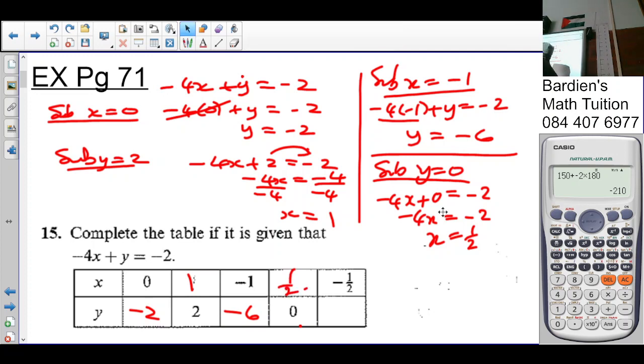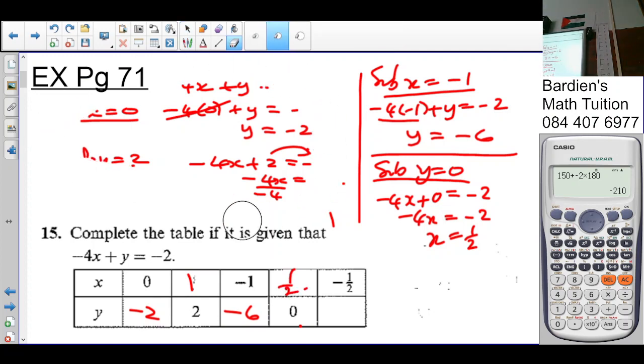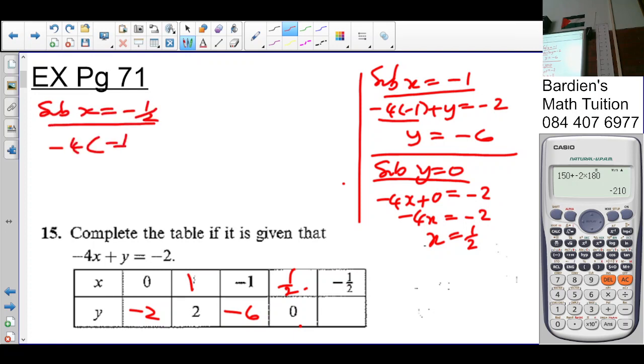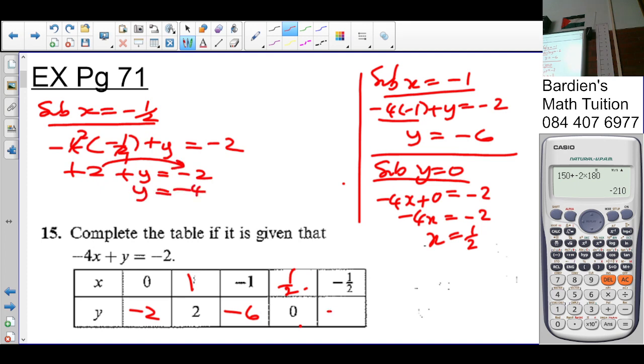Last one. We'll substitute the x value of negative half. So we got negative 4 times negative half plus y equals negative 2. What's negative times negative? 2 going into 2 once, 2 going into 4 twice. So it's 2 plus y equals negative 2. So y is equal to negative 2 minus 2, negative 4. Okay.